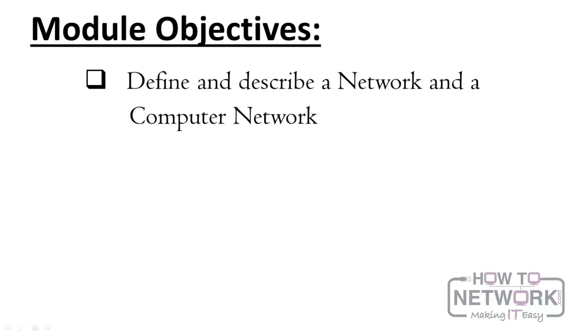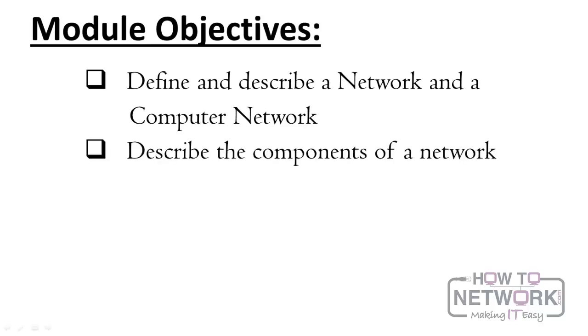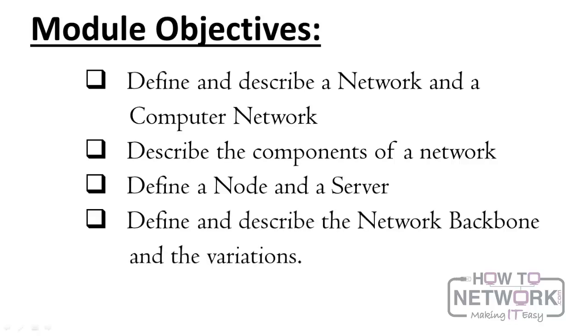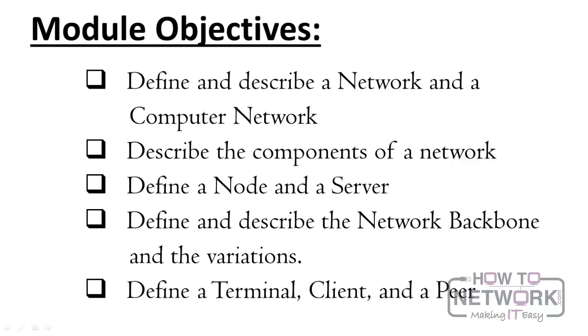Some of the module objectives that we're going to cover are, first, to define and describe a network and a computer network. You've heard the term network before, and so I want to define what that is and how that relates to a computer network. Next, I want to describe the components of a network, what makes a computer network. I want to define the terms node and server, which will be helpful going forward when we use those terms. Define and describe the network backbone and the various variations of a network backbone. And finally, I want to define the difference between a terminal, a client, and a peer. All right, so let's get started.